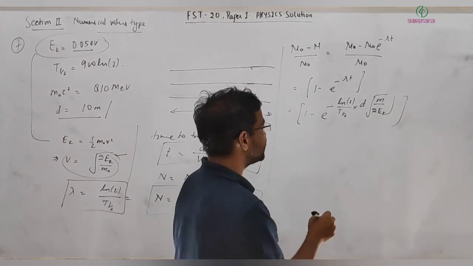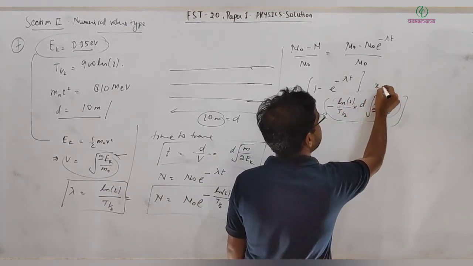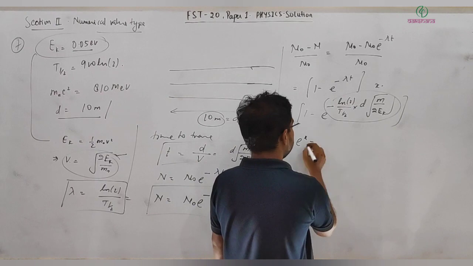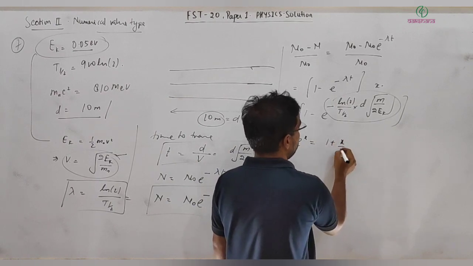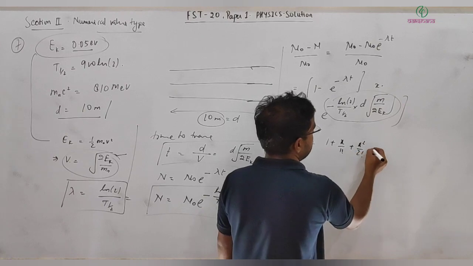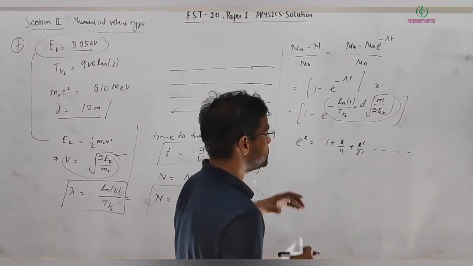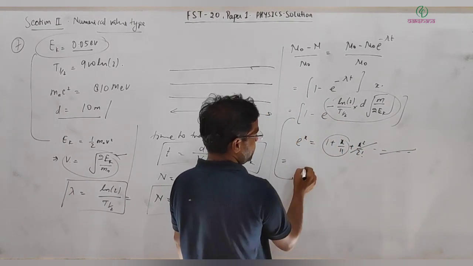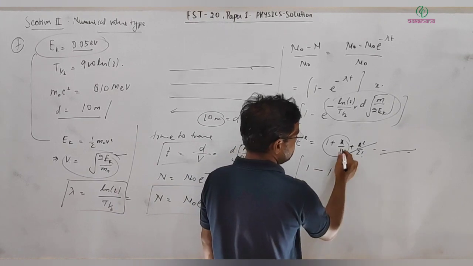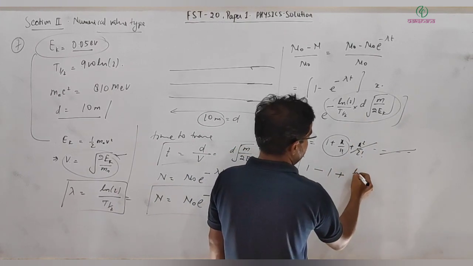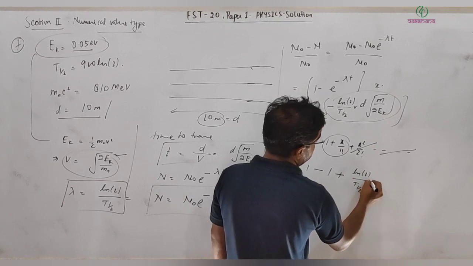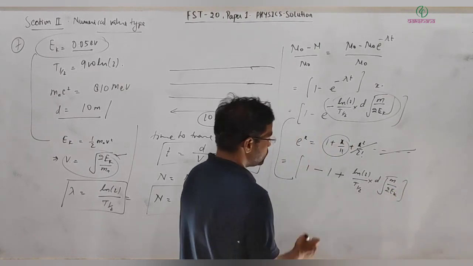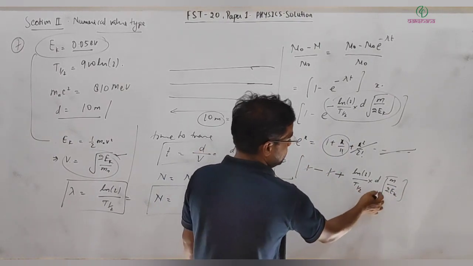Now this complete term can be taken as some x. So then we have the infinite series expansion, the Taylor series, 1 plus x divided by 1 factorial, x square by 2 factorial, and so on. When this x quantity is very small, we neglect all the higher powers. So similarly, simplifying it, it will be 1 minus 1 minus minus, so plus x, that will be equal to ln 2 divided by t half multiplied by d under root m divided by 2EK. So 1 gets cancelled, and the fraction comes out to be this.